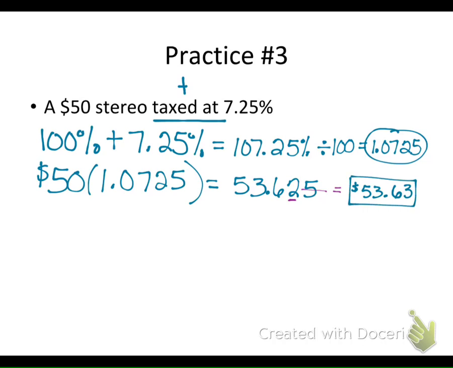I will say, I feel like the part that most students struggle with on this lesson is rounding the money. Okay? So that's practice number 3.